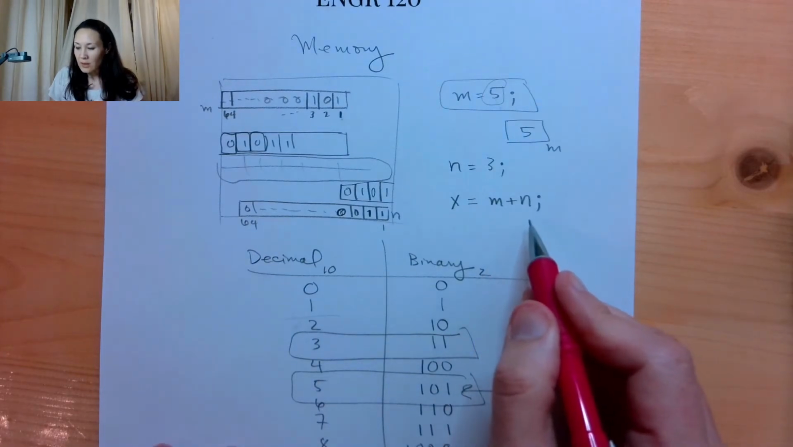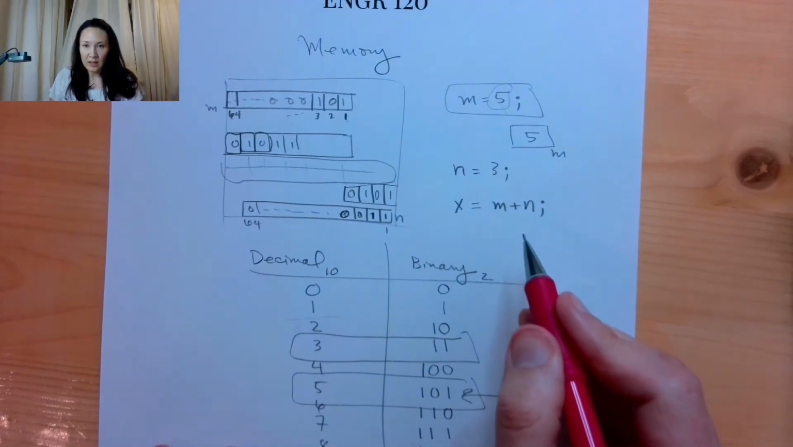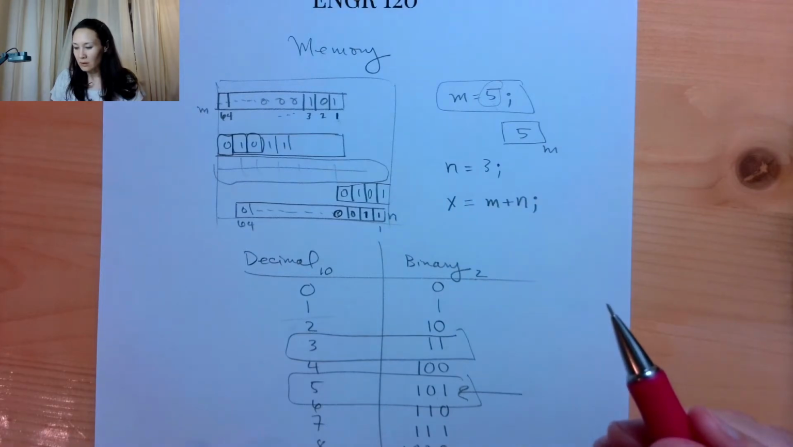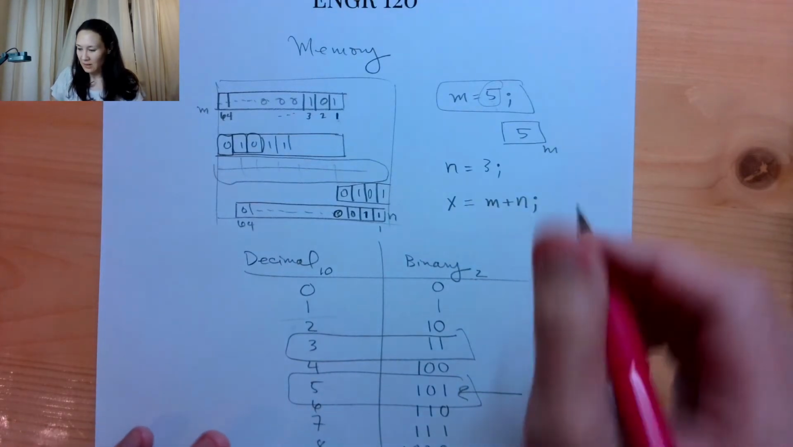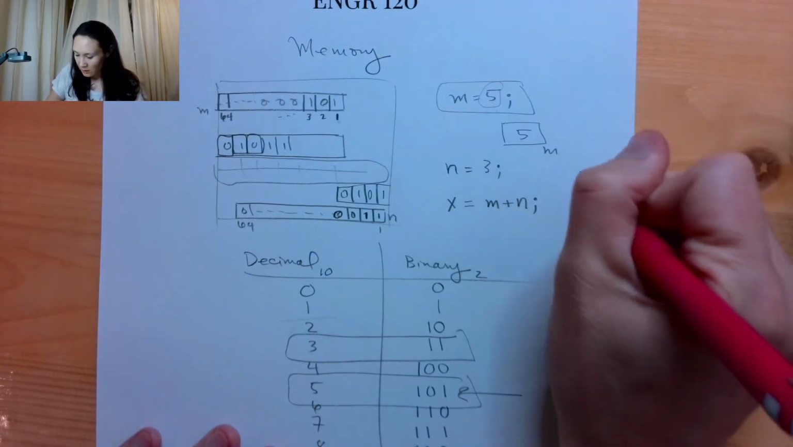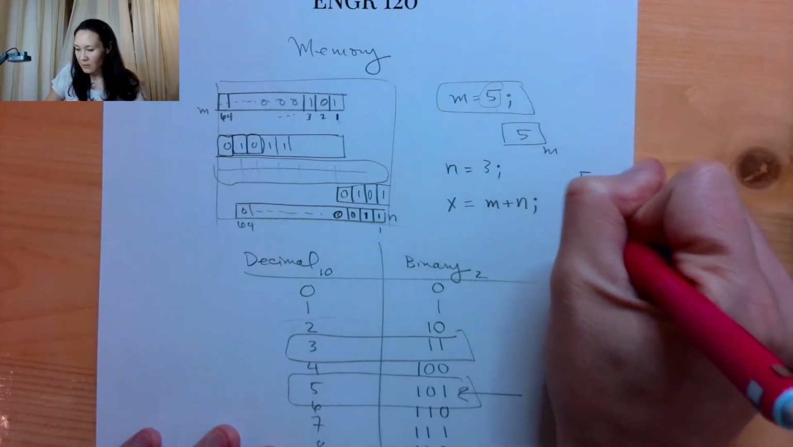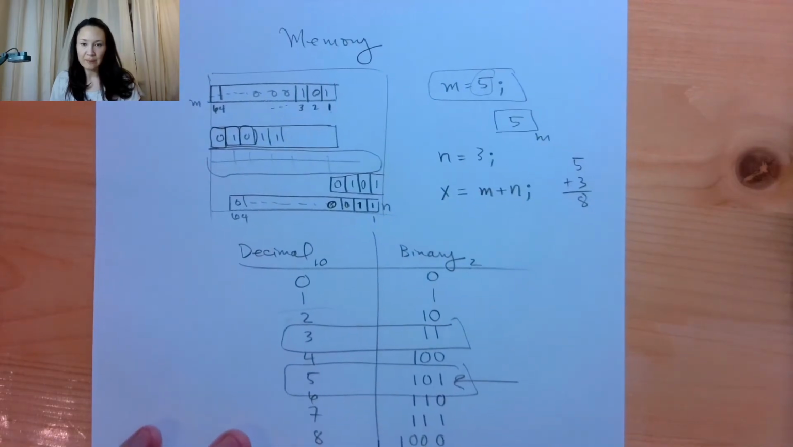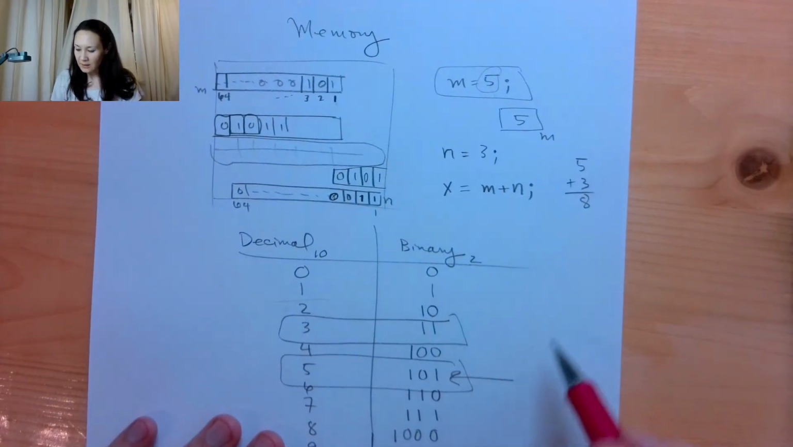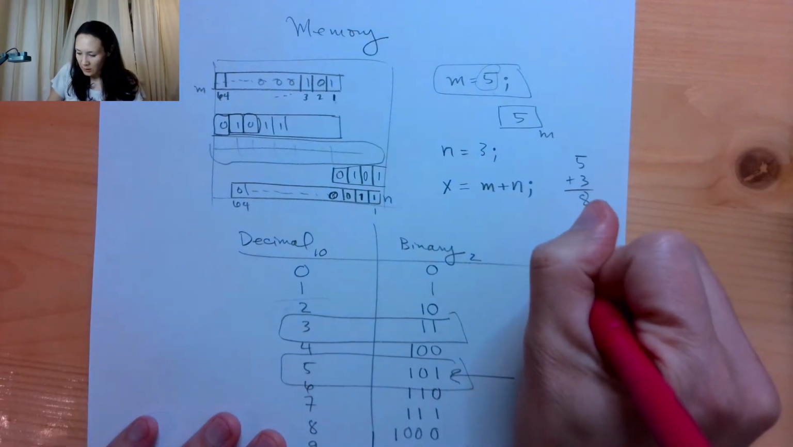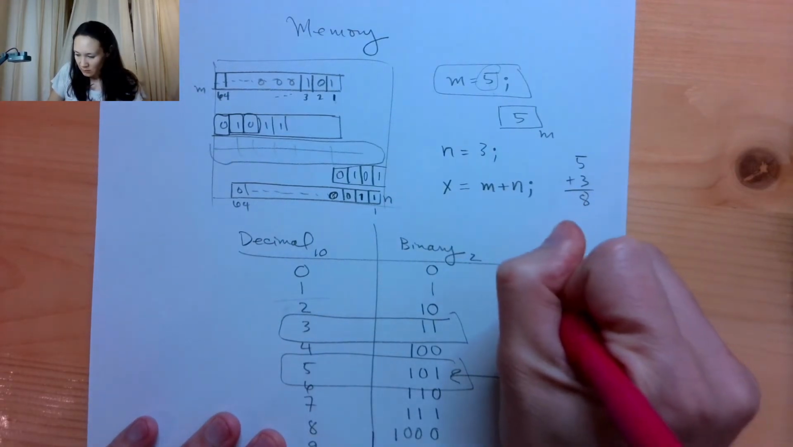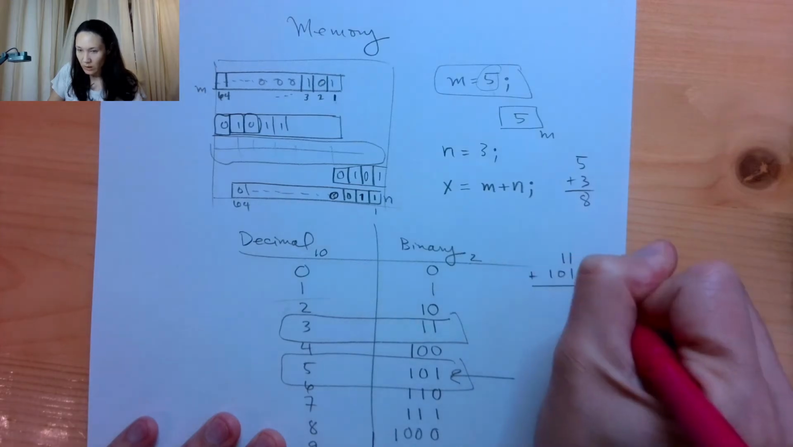If we were to do this addition problem in English, like in a math class, we would just say, okay, I know that this is 5 plus 3, my solution should be 8, right? So this addition in binary is going to be 1 1 plus 1 0 1, right?